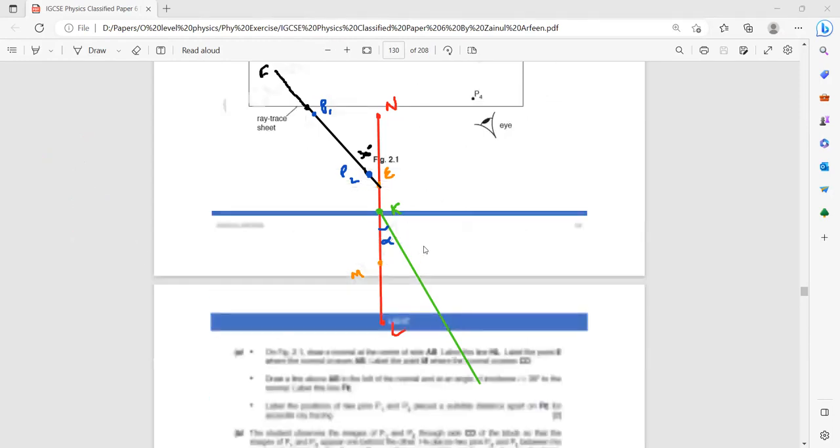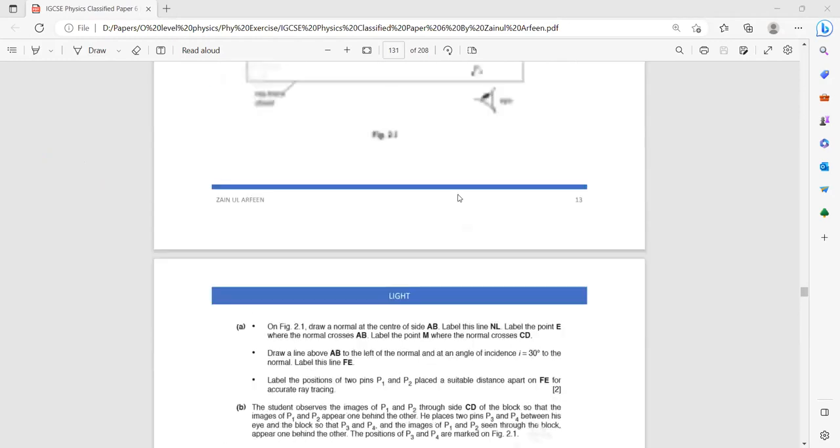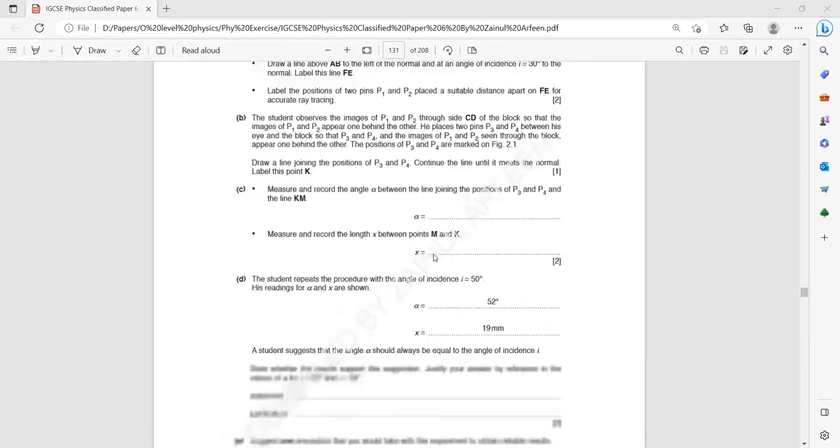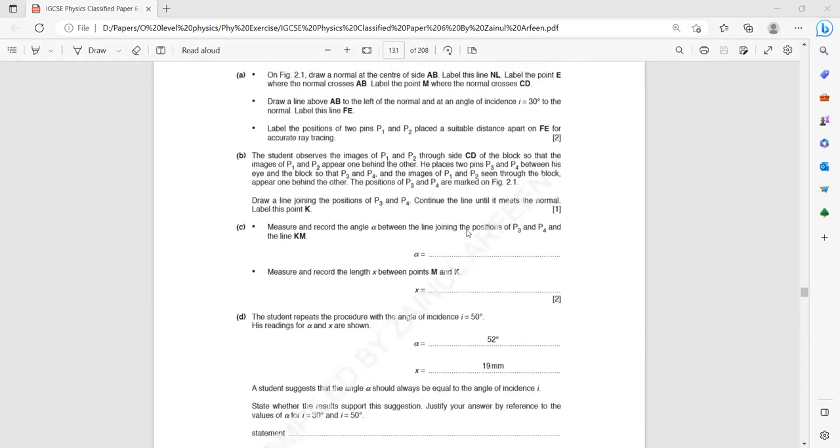So in the question, we have to measure x, the distance between M and K. We have to measure this length using your scale. You will measure this length and mention it either in centimeter or millimeter. Sometimes they give the unit, so it must be in that unit. Here they did not mention, so you can write your answer in millimeter or centimeter.